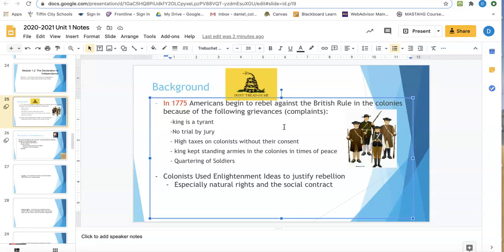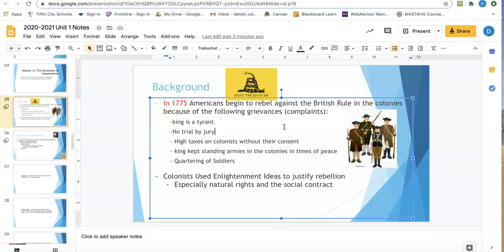It got even worse when the king signed the Quartering Act, which basically said the colonists were forced to house soldiers, and basically the soldiers could come into your house without a warrant for any reason, and you had to let them in, and you had to let them stay there too if they wanted to stay overnight. So just huge, gross violations of rights that eventually built up so much.